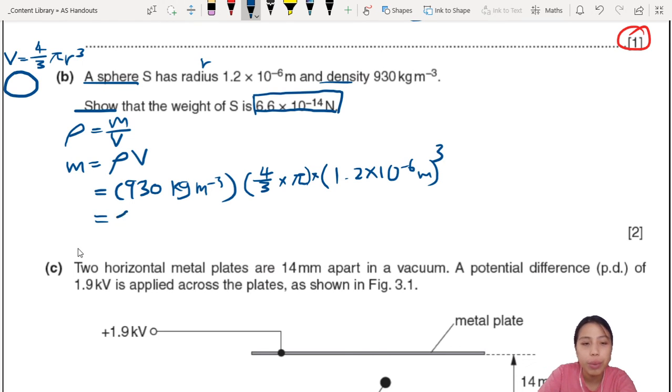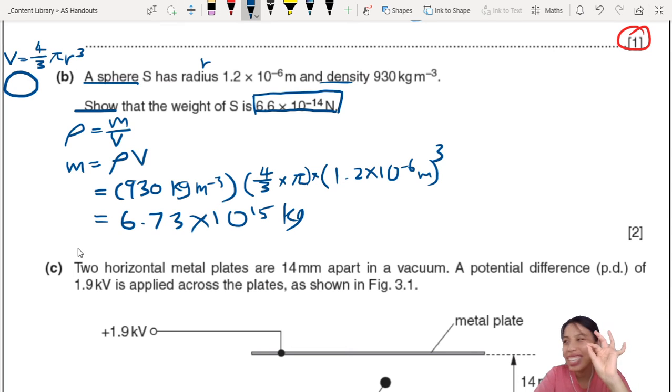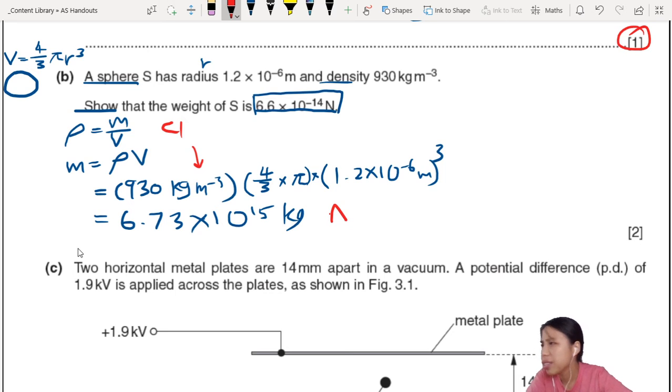Some of you may do this in one step, but I'm breaking it down. So 6.73 times 10 to the negative 15 kg. That's the mass of this tiny, tiny little sphere. If you show this density equation, or if you didn't write that but did the calculation step, that's okay. You get a C1 mark. Is there an A1 mark here? No, there's no A1 mark here. Whoops. Hang on there. Wait for the final answer.